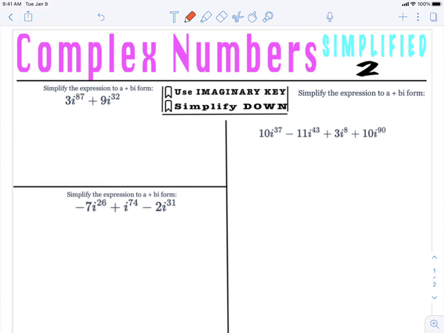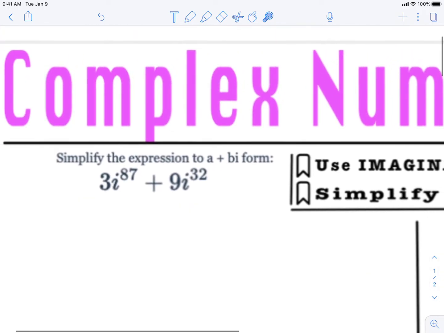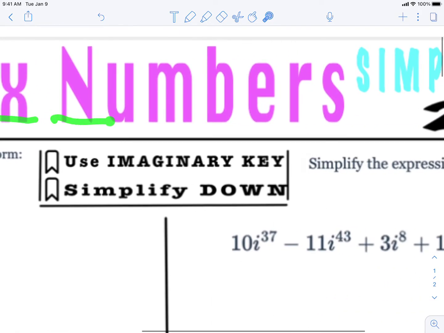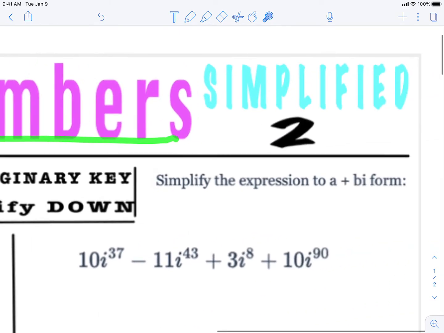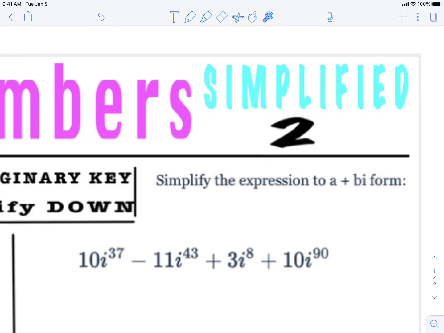Okay, everyone, here we go. First of all, you guys are going to take a paper and pencil or notebook and pencil out and follow along with me with these notes. These notes are called complex numbers simplified part 2.